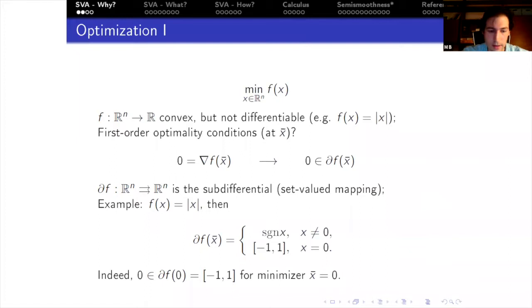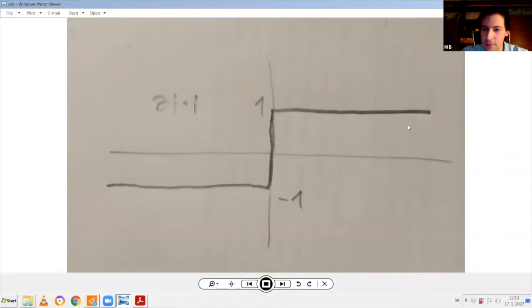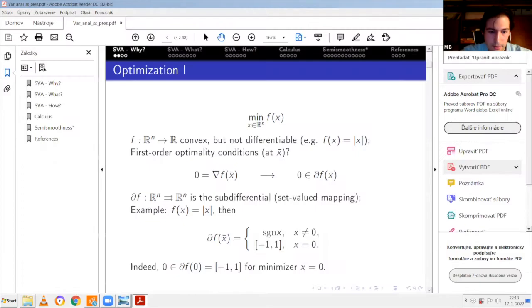And I'll try to show you the picture now. As I said, I apologize a little bit, but I prepared just these kinds of pictures and I didn't put them into the presentation, as I do everything last minute. So here is a picture of the subdifferential of the absolute value. And let's go back to the presentation.